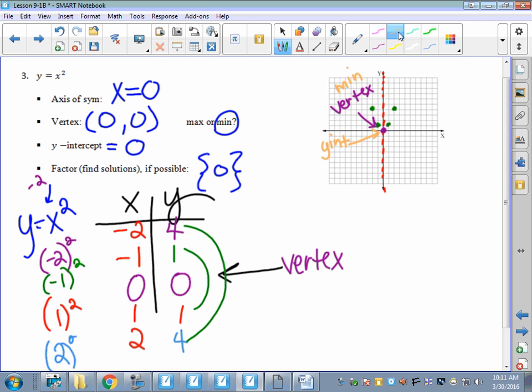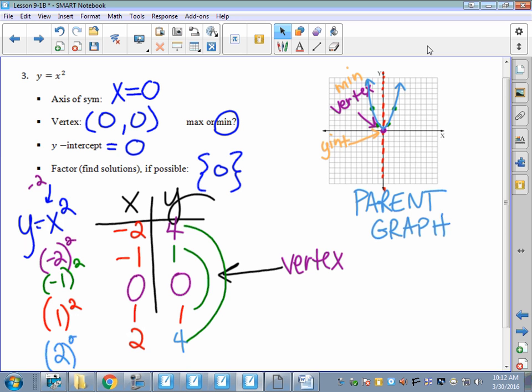I now have enough information to sketch my parabola. Please make a note, this is also our parent graph. We're going to talk about that in the next couple of sections and how changing different things changes our parent graph. Parent graph is our most basic function. So the origin's at 0, 0, opening up in our xy table.